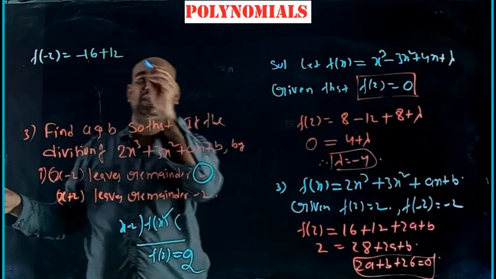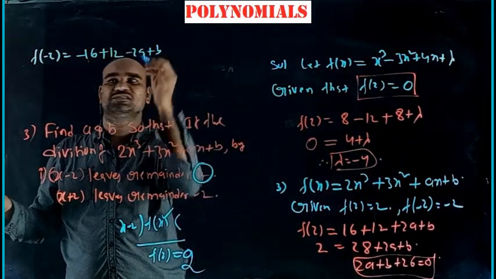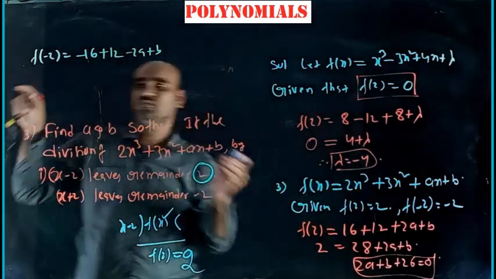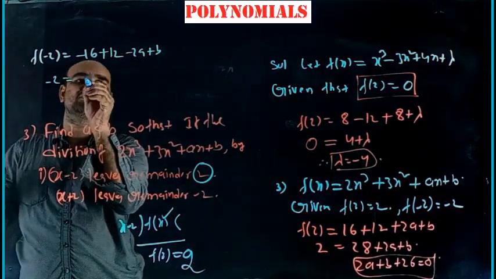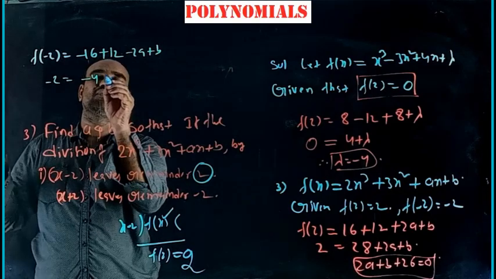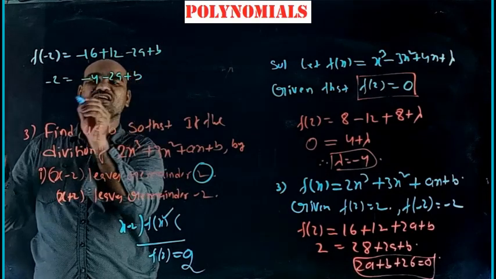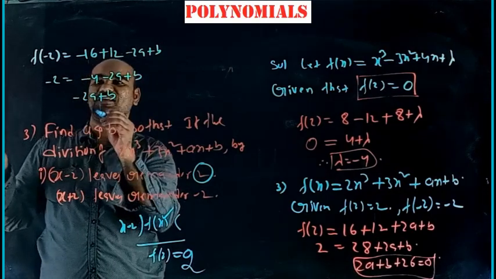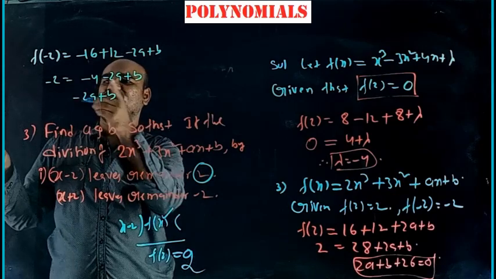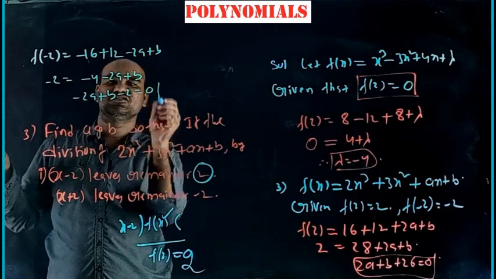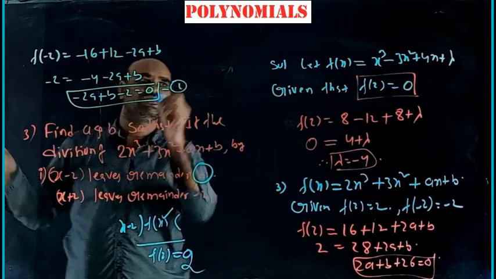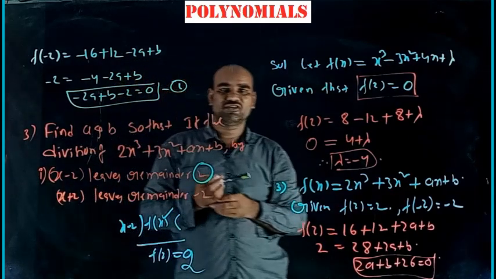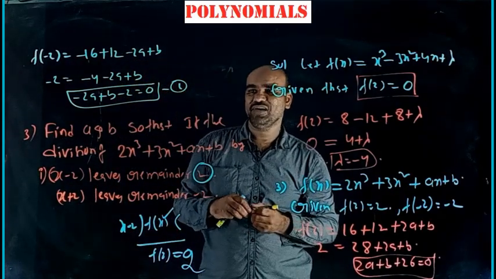Plus minus 2a plus b. Already f of minus 2 is nothing but minus 2. Minus 2 equal, this is minus 4 minus 2a plus b, or minus 2a plus b, minus 2 equal to 0. This is equation number 2. Need to solve equations 1 and 2 for a and b values.